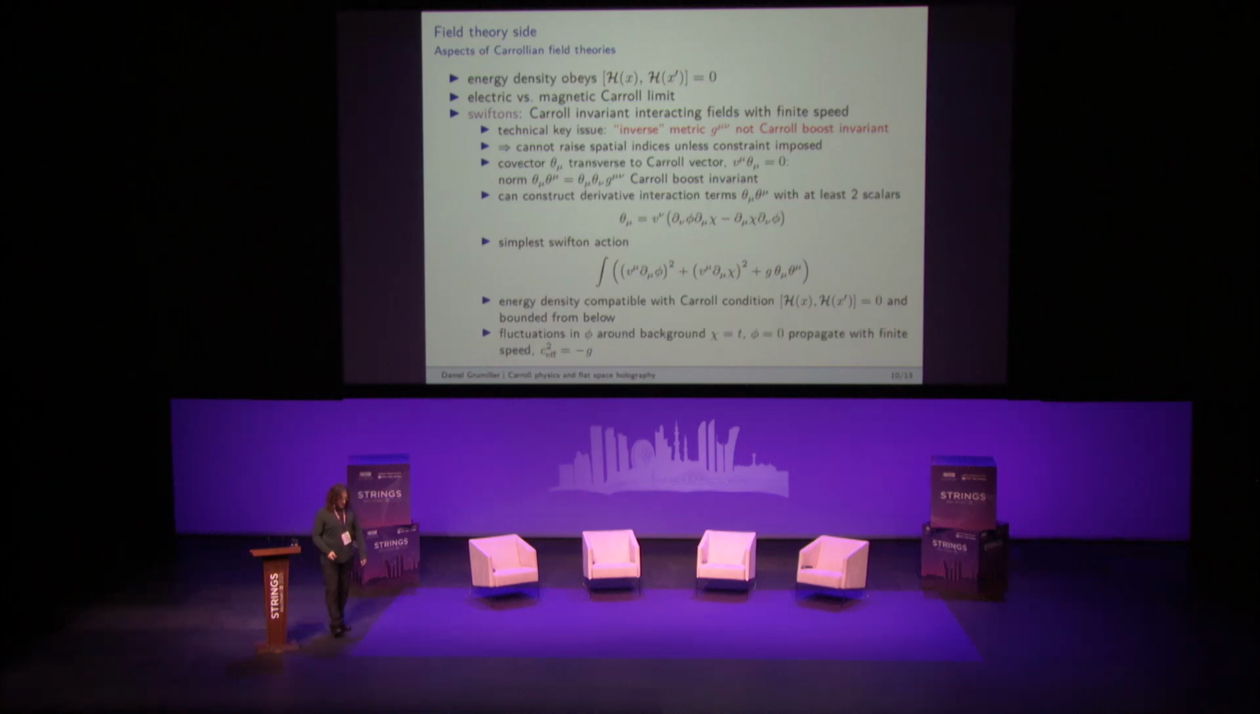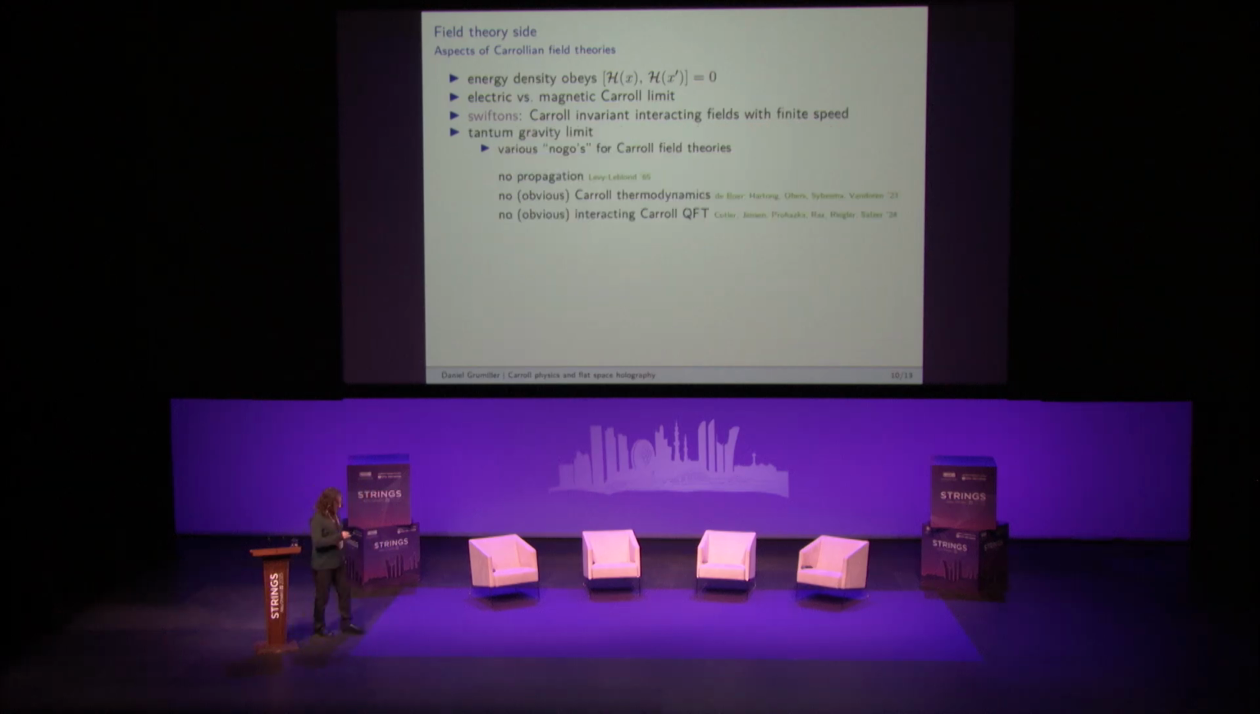And finally, if you consider a specific exact background of this model, namely φ is equal to t and χ is 0, then you can show that fluctuations in χ propagate actually with a finite speed that is determined by the coupling constant of this Swifton interaction term. So c squared effective is minus g. Yes, thanks.